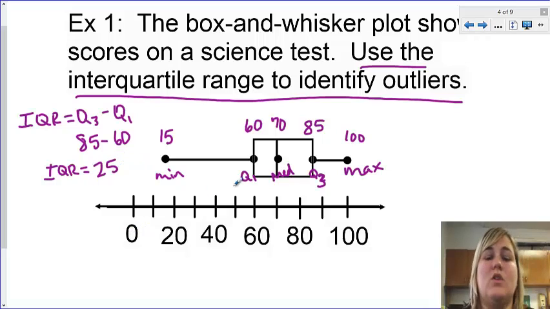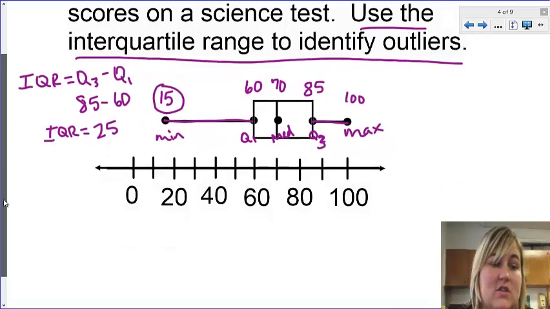Now, looking at our box and whisker plot, what number looks like it doesn't belong? And it has to be either the minimum or the maximum. Whenever you're looking at this, you can tell if it looks like an outlier because of how long the whisker is. Notice that the whisker on the lower end is much longer than the whisker on the upper end. So we're going to say that if there is an outlier, it's going to be 15. So let's check it out.